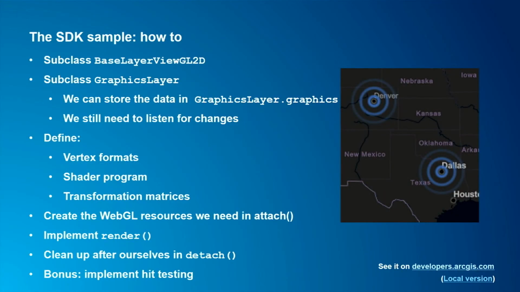Now we can go back to the SDK sample and show how we implemented it. We will show how to subclass base layer view GL2D. We will show how to subclass graphics layer and why we subclass graphics layer instead of the more basic layer. We'll show how to listen for changes in the layer data and have the layer view react to them. We will define the vertex formats, shader program, and transformation matrices used by the app. Finally, we'll wrap this up by showing how to override attach, detach, and render. As a bonus topic, we will show how to implement hit testing for your layer.